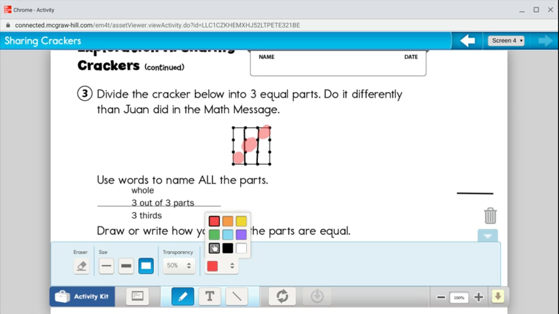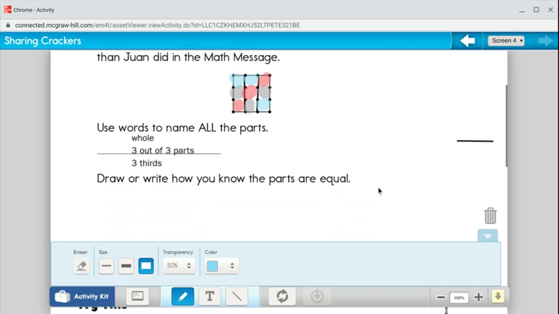Then we can take purple. 1 purple square for this one, 1 purple square for this one, and 1 purple square for this one. Okay. And then we have our blue. A blue for this person, a blue for you, and a blue for them. So they each are getting 3 little squares in their part. They're each getting a purple, a red, and a blue. So that's how we know all of those parts are equal.